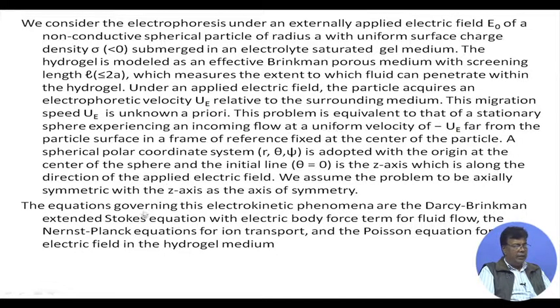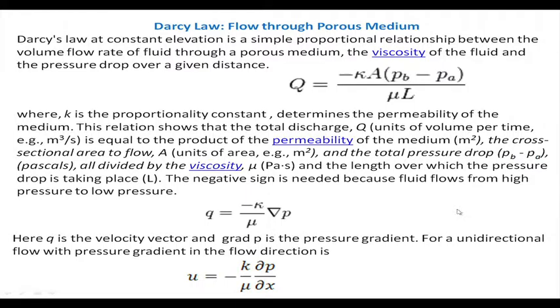Now, the flow through the porous medium is accounted for by the Darcy-Brinkman equation, the ion transport is governed by the Nernst-Planck equation in the electrolyte, and the Poisson equation determines the electric field in the hydrogel medium. So, these are there. The only thing is that the gel hydrodynamic resistance has to be taken into account through some terms. Now, before we write the equation, what is Darcy's law?